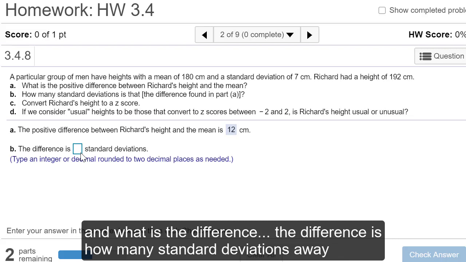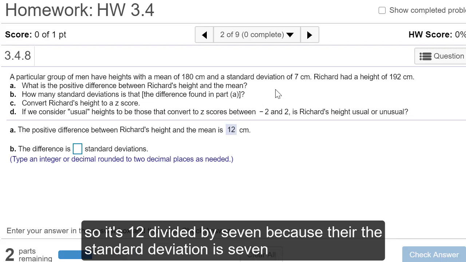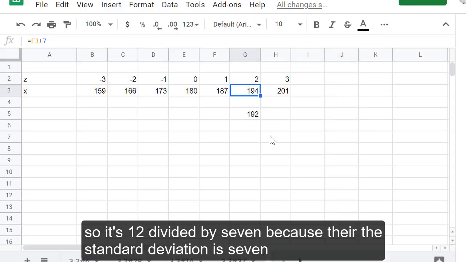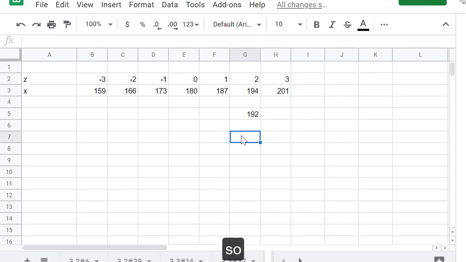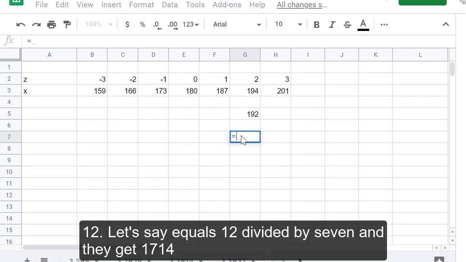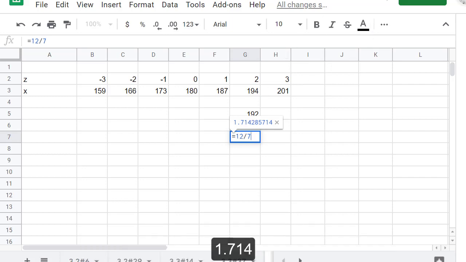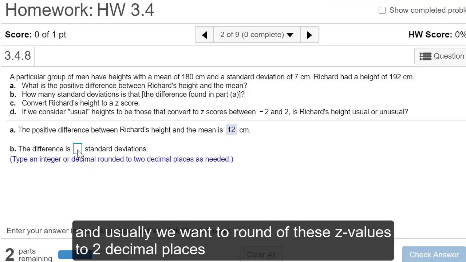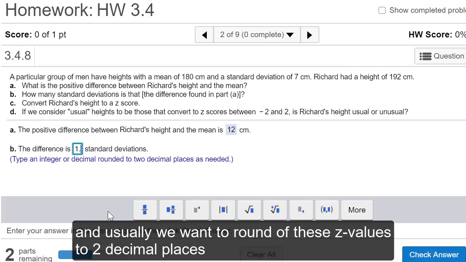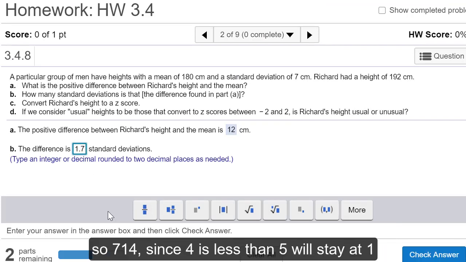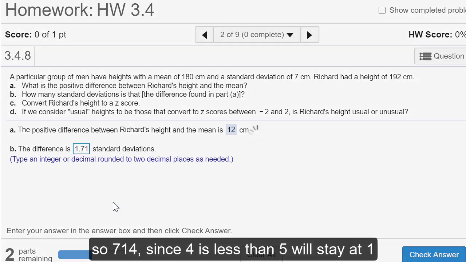And what is the difference? The difference is how many standard deviations away. So it's 12 divided by 7, because the standard deviation is 7. So 12 divided by 7, and I get 1.714. And usually we want to round off these z-values to 2 decimal places. So since the 4 in 714 is less than 5, the 1 will stay.